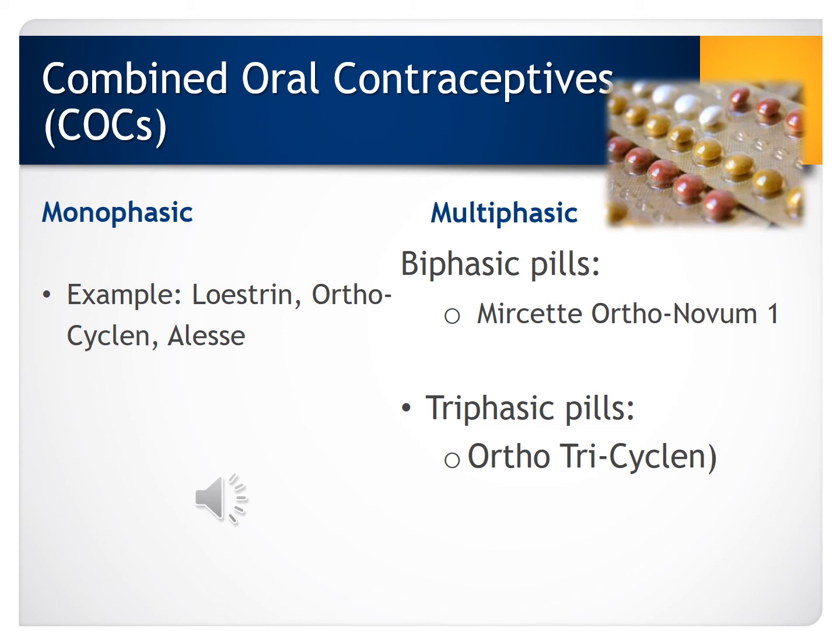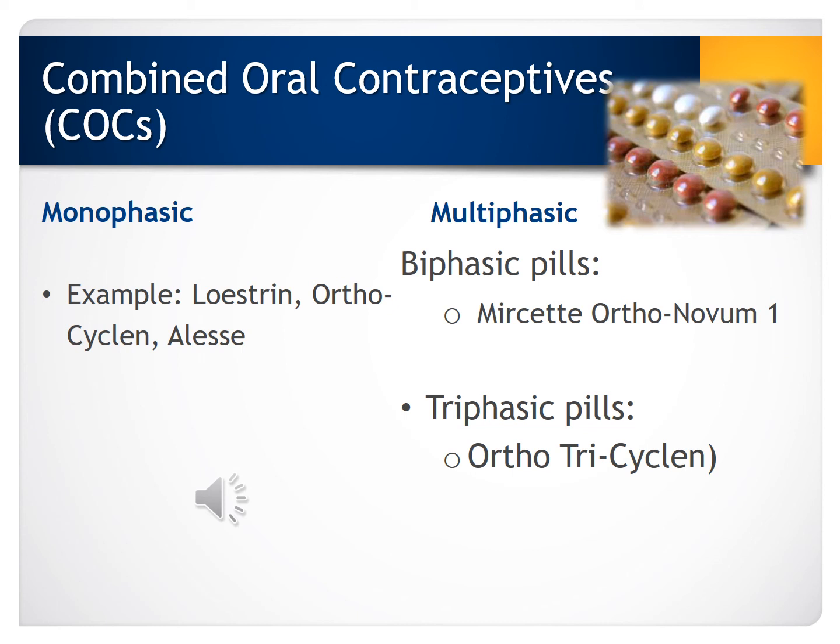So let's review. Combined oral contraceptives, those pills that have both estrogen and progesterone, have 21 days of active pills, meaning pills that contain the hormones. And then the last 7 days of pills are inactive or placebo pills. This is where the woman would have a withdrawal bleed. Oral birth control pills require daily oral administration. They should be taken roughly at the same time every day.